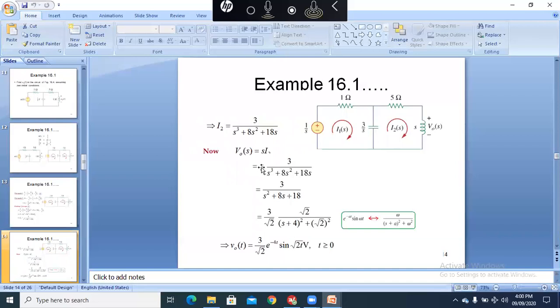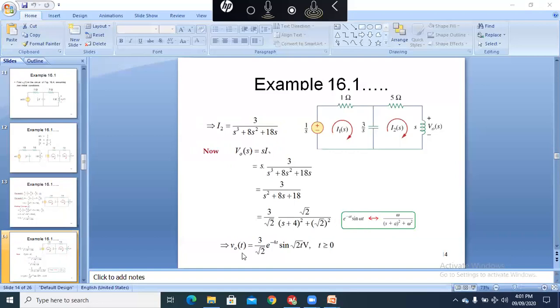Now we have cancelled the higher order term of s in the denominator with this value of s. So we will get s squared plus 8s plus 18. And we transform this relationship into the form of e to the minus at sine omega t. For sine omega t, we have omega over s squared plus omega squared. And for the function e to the minus at f of t, we have omega over s plus a whole squared plus omega squared. So we transform the relationship in this form.